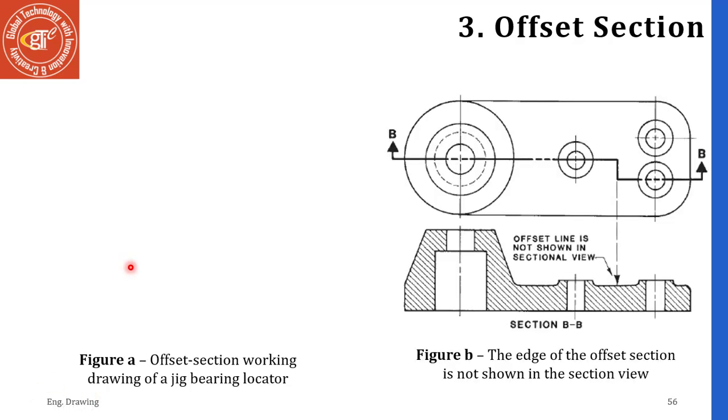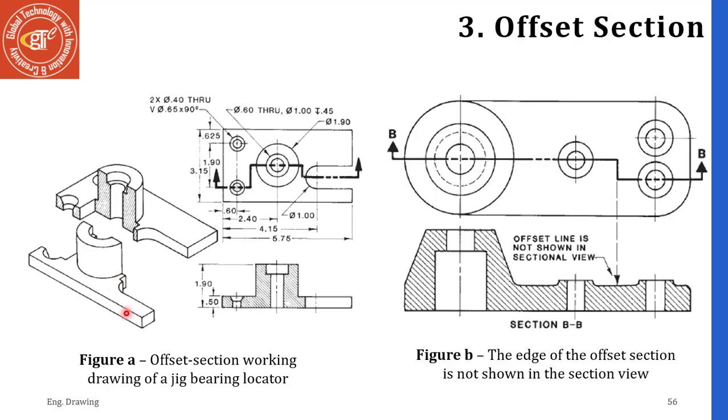on the next slide. Here you can see an offset section working drawing for the jig bearing locator, and here you can see the edge of the offset section is not shown in the section view. Here you can see a countersunk, counterbore and slot feature that were not lying on a straight line. For that purpose, you bend the cutting plane line and then remove this part of the object and draw its section view like this.